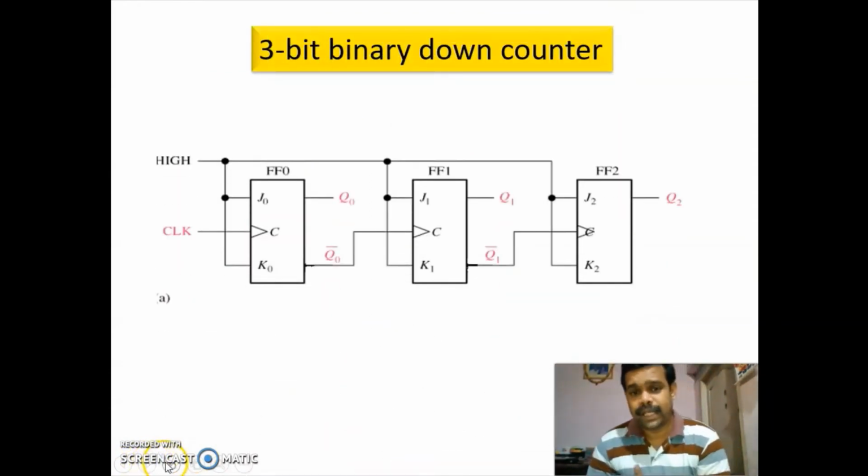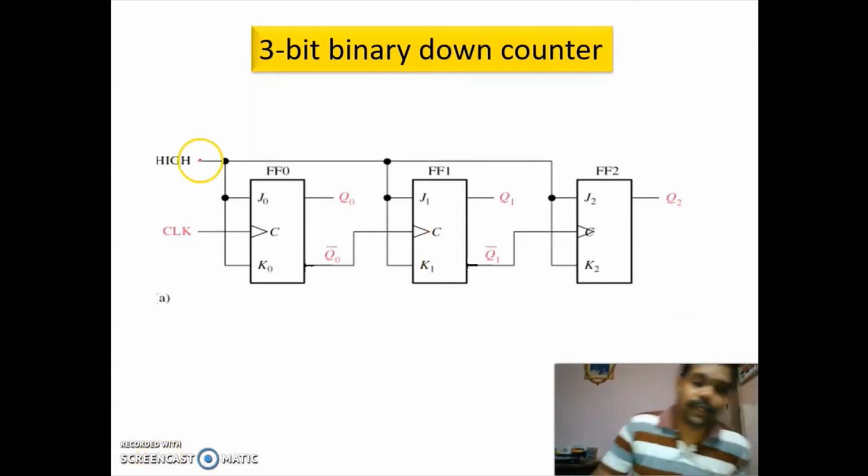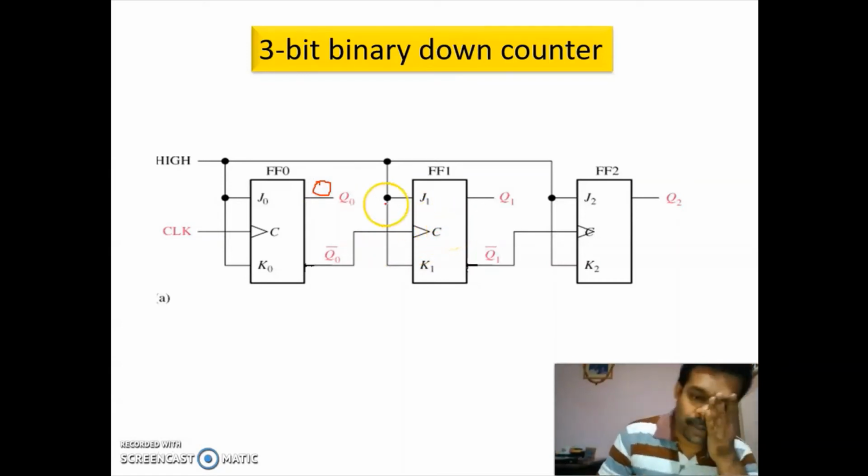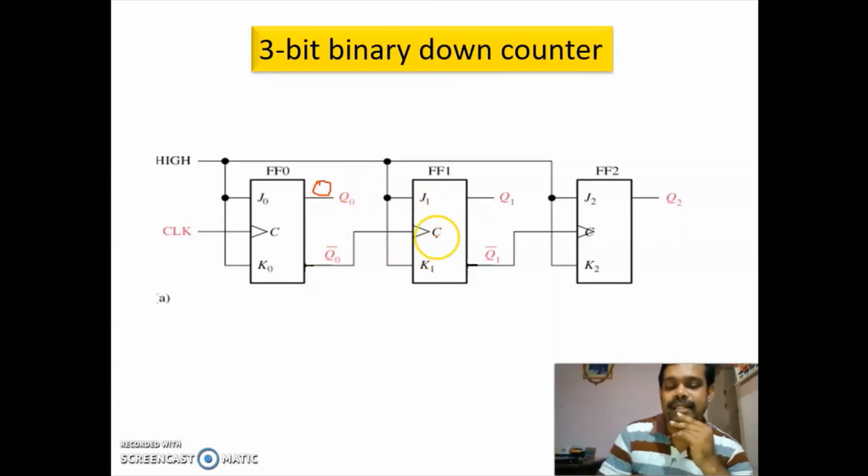Now we'll see the asynchronous down counter. So this is an asynchronous down counter. Here there is no bubble, so whenever you are having 0 here, this flip flop will conduct. In the case of an up counter, you will be having a bubble, so whenever you are having 1, this flip flop will conduct. But here in the case of a down counter, whenever you are having 0, this flip flop 1 will conduct.